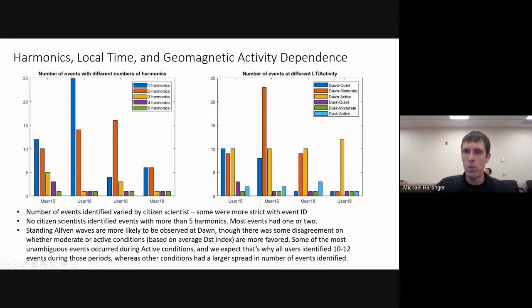But then if you look at dawn quiet, dawn moderate, look at the vast differences that some of them got. So this student picked out, I think, 23 events. This student picked out 1 event, and the others were somewhere in between. So there's a big difference there. And so we're trying to understand why there are these big differences. This is where we hope that crowdsourcing will help, and also improvements in our training mode, to try to understand why there's such a big difference between these different events.